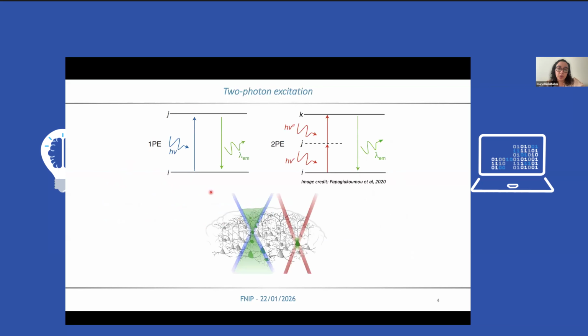So we mainly use two-photon excitation in the lab because it has several advantages that Tommaso actually already mentioned. The first one is that we use redshifted wavelengths, so they are less sensitive to scattering, and we can reach neurons deeper in the brain. But also, the optical sectioning that is inherent to two-photon excitation gives us a single-cell resolution, and so we don't excite cells above or below the focal plane.